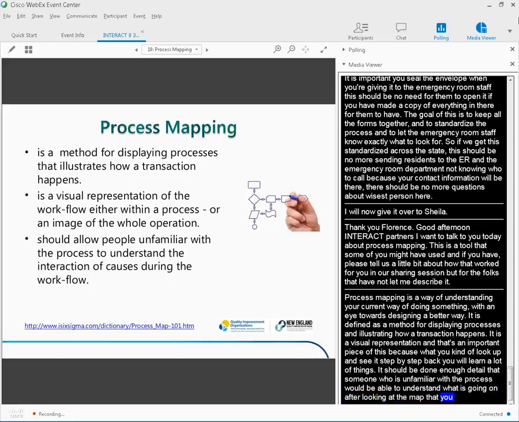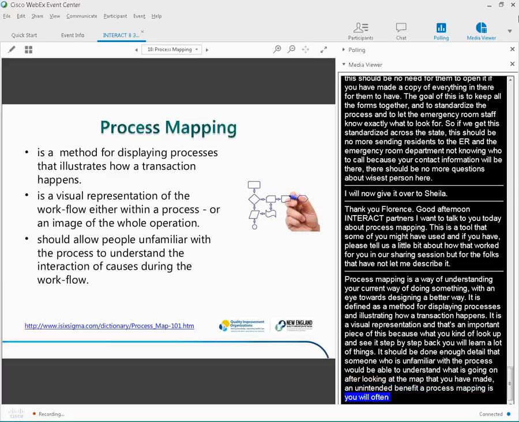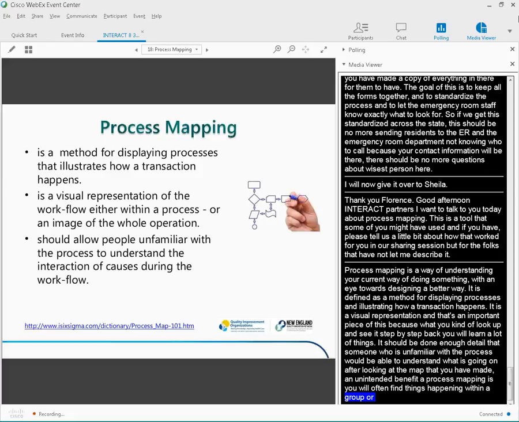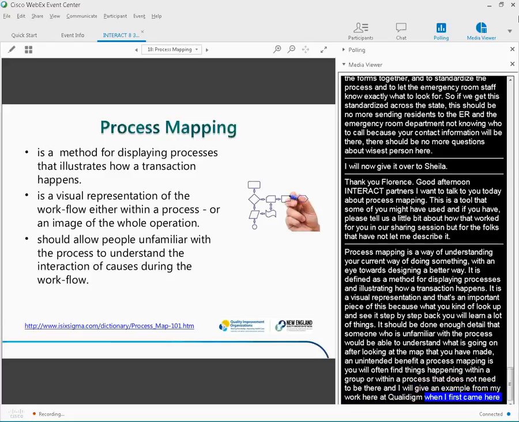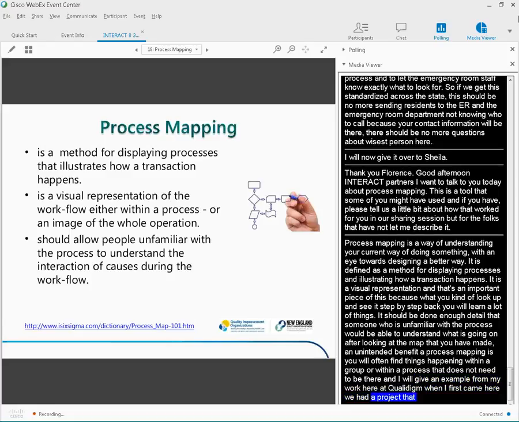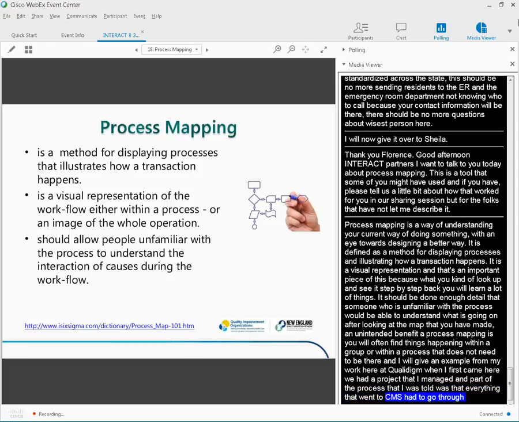An unintended benefit of process mapping is you'll often find things happening within a group or within a process that don't need to be there. And I'll give you an example from my work here at Qualidigm. When I first came here, we had a project that I managed, and part of the process that I was told was that everything that went to CMS had to go through the U.S. mail, which of course added about 5 days to every deadline.